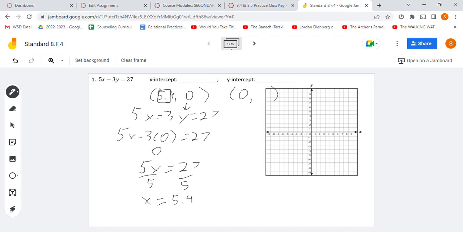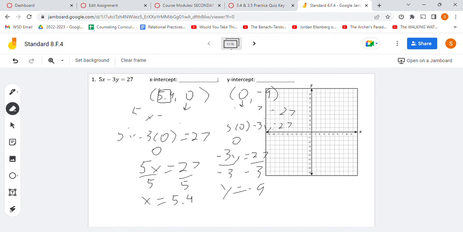For the y-intercept, we have our equation again, 5x minus 3y equals 27. This time our x value is 0, so we're going to put that in. It'll get us 5 times 0 minus 3y equals 27. 5 times 0 is 0, so that gives us negative 3y equals 27. Finish this out by dividing by negative 3, and we end up with y equals negative 9. So that gives us our missing y value right there.